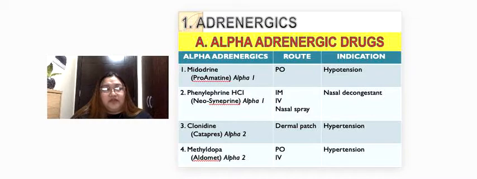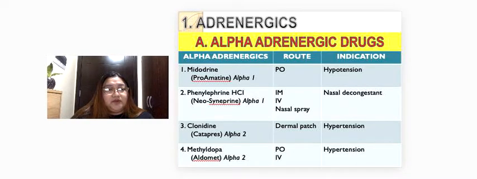Now, if you take nasal decongestant, it's important that you only take it until 5 days only. Otherwise, it can cause rebound congestion. Pag sinabing rebound congestion, magkakaroon ka ng constant nasal stuffiness, even if wala ka namang allergy or wala kang cold-like symptoms. So, limit nasal decongestants until 5 days only.